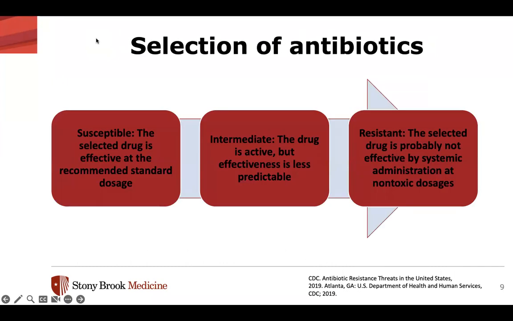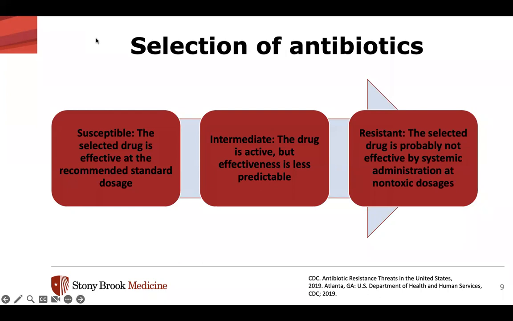When we're thinking about selecting the antibiotic for our patients, we can look at susceptibility. That shows if the organism is susceptible to the antibiotic based on susceptible, intermediate, and resistant. I have the definitions of these terms. For susceptible, the selected drug is effective at the recommended standard dosage. If we're looking at intermediate, the drug is active, but effectiveness is less predictable. That relates to the MIC, or minimum inhibitory concentration, which is the lowest concentration of an antibiotic that inhibits the growth of a given strain of bacteria.